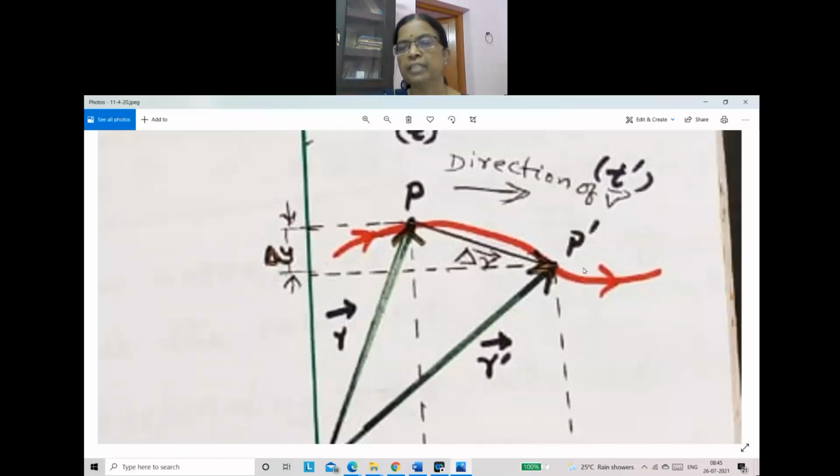Arrow mark is shown. The red line is the movement of the particle in the xy plane. The body is moving in the xy plane, initially at a time t. How will you explain this figure, children?